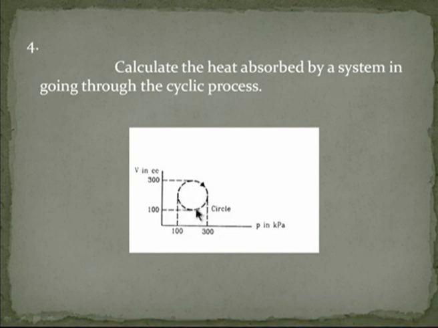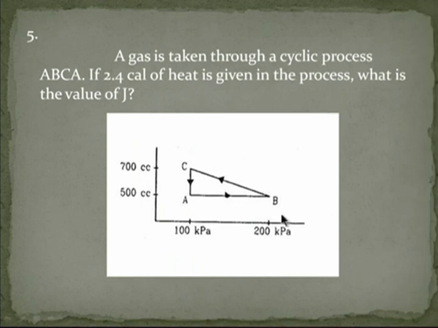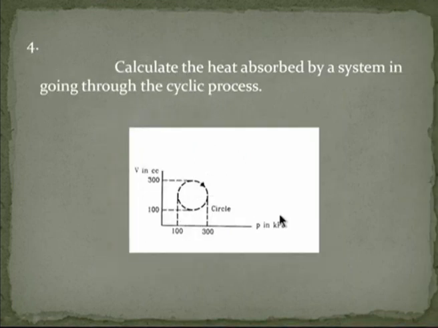Anyway, a circle will have the same. So pi into r square, so you have to find out r. This can be 100. So pi r square gives your heat absorbed by the system. Because it's a cyclic process, dU has to be 0. Only you have to find out the dW, which is equal to dQ. Next.